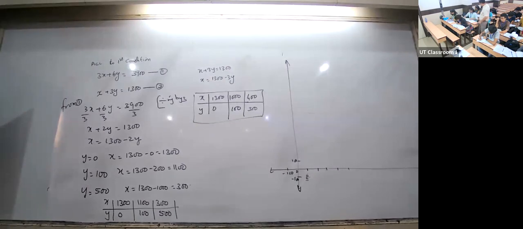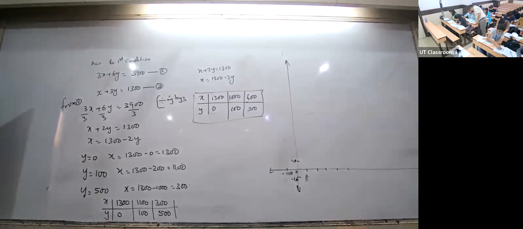You show me now. Did you hear? Do you need these values? Do you need these values? Which are the x values? Tell me. What are the x values? 1,300.